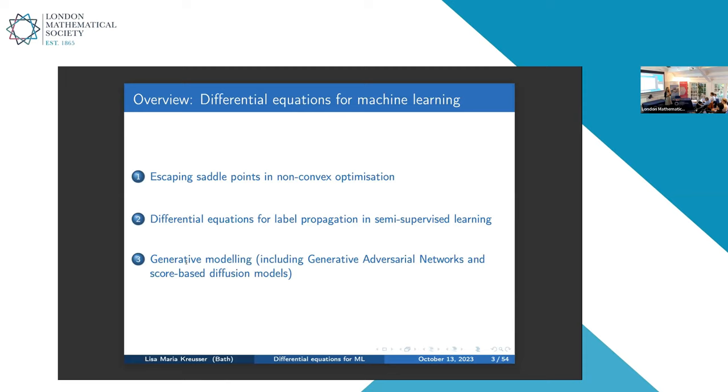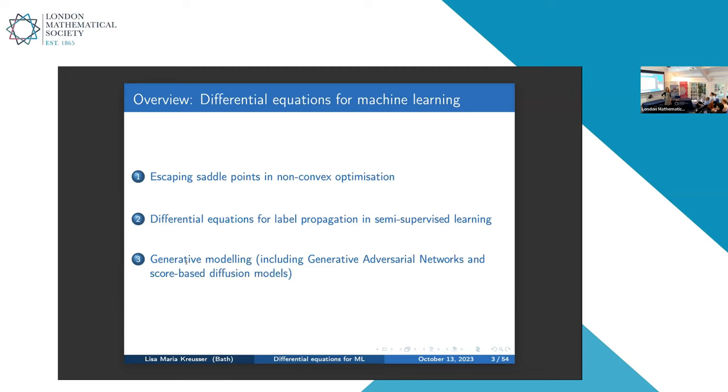Afterwards, I'm going to introduce different approaches on how we can use differential equations in the context of label propagation and semi-supervised learning, where we can start with some underlying graph structures, and then, motivated by wave equations, we can come up with a model for label propagation. And then finally, I'm going to talk about mathematical approaches to generative modeling. In this context, I'm mainly going to focus on generative adversarial networks, but I'm also going to talk shortly about score-based diffusion models.